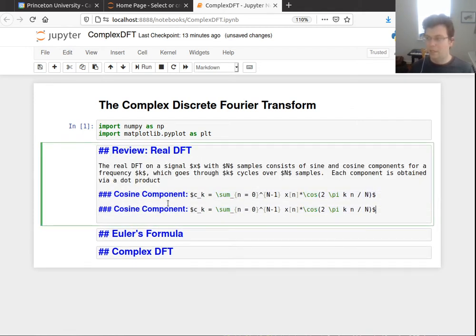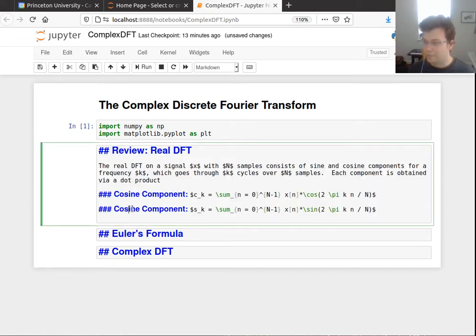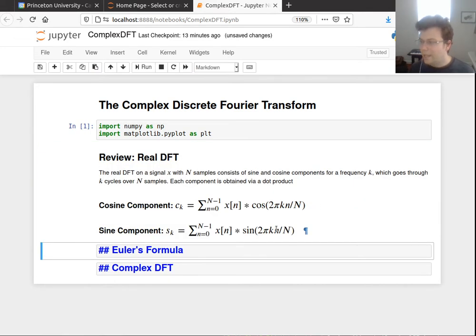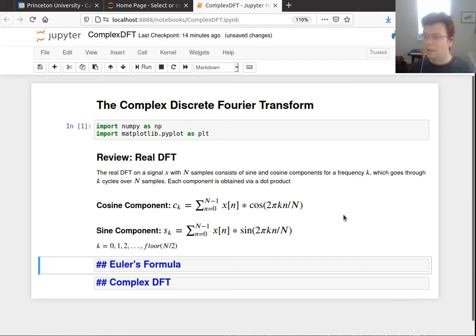The sine component is obtained exactly the same way, except we do a dot product with the sine instead of the cosine. So let me actually say that that's the sine now. And in the real DFT, I let k range from 0, 1, 2 up to the floor of N over 2. That should get us everything we need. We're normally going to deal with even numbers, so it'd actually be N over 2 plus 1 frequencies total. Okay. So that's the real DFT.